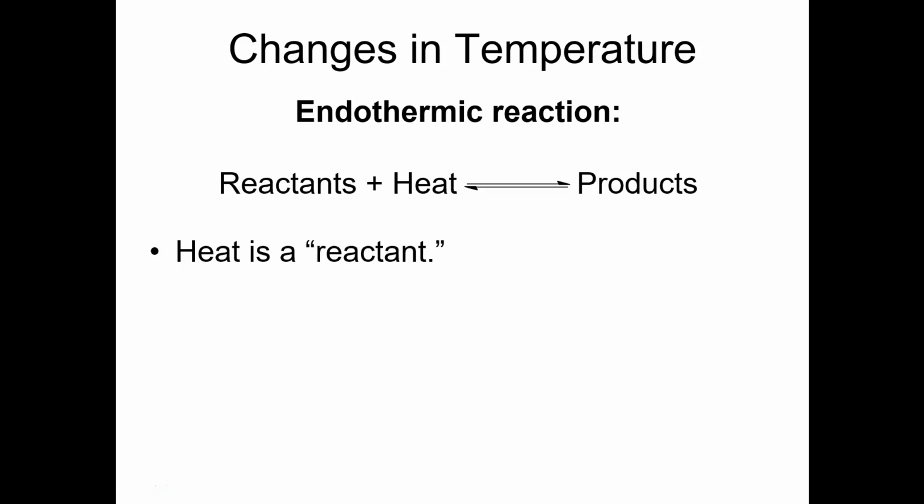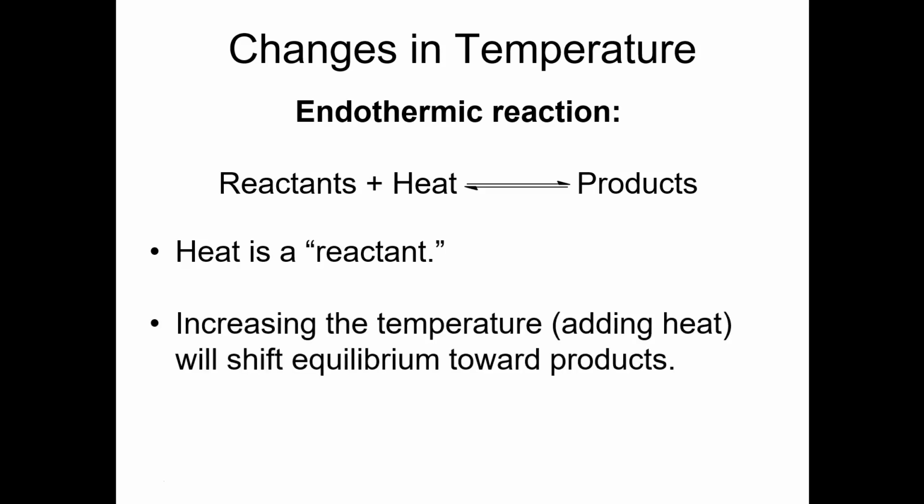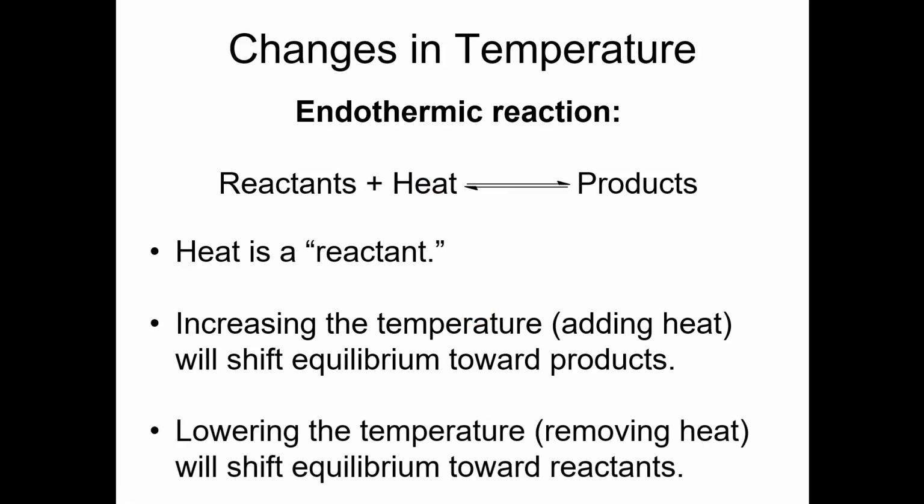And in that way, we can go back to thinking about this in terms of Le Chatelier's principle. Increasing the temperature, that is adding heat, has the effect of adding a reactant, and therefore it will shift the equilibrium toward products. Decreasing the temperature has the effect of removing heat, which we consider in this case to be a reactant, and removing a reactant will shift the equilibrium back toward reactants. So for an endothermic process, raising the temperature moves it toward products, lowering the temperature moves it towards reactants.